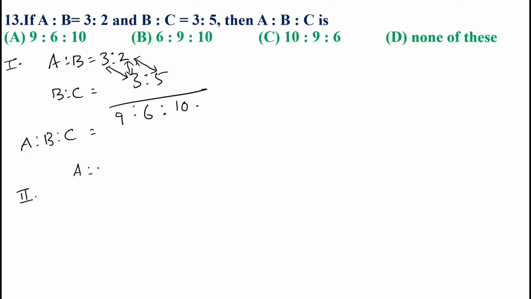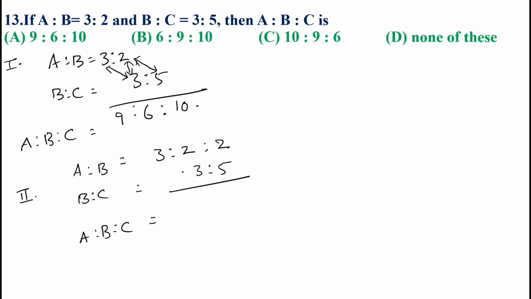A is to B, they have given us 3 is to 2. And B is to C, they have given us 3 is to 5. So here, I need to calculate A is to B is to C. Here C is not there, so keep whatever the preceding number is there. 2 is there, so keep 2. Here A is not there. 3 here, so 3 into 3, 9 is to 2. 3 into 2, 6. 5 into 2, 10.